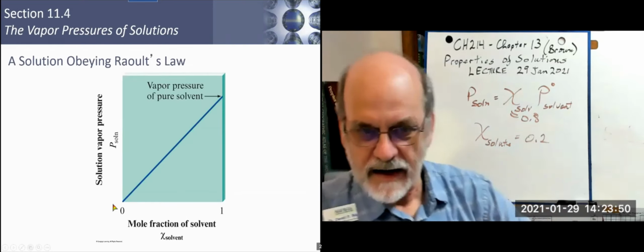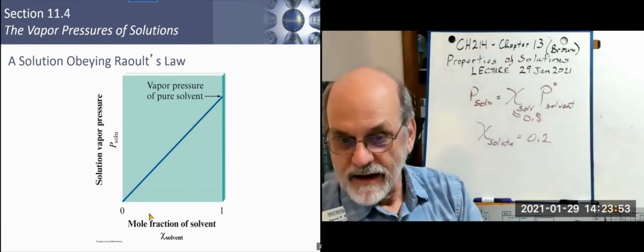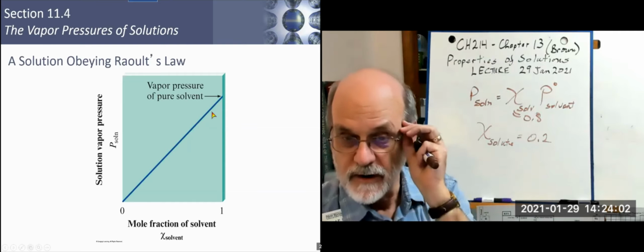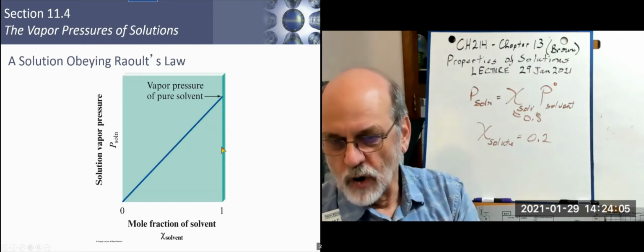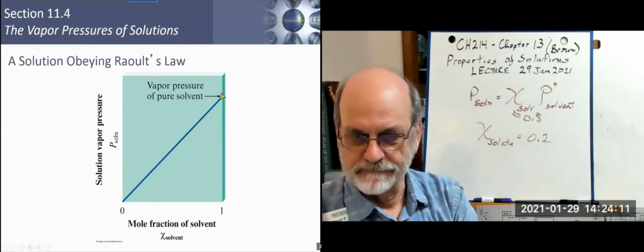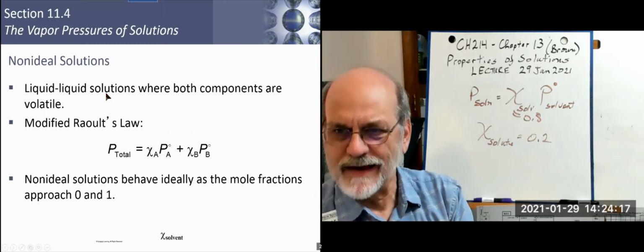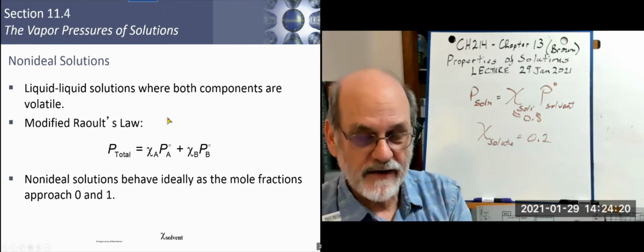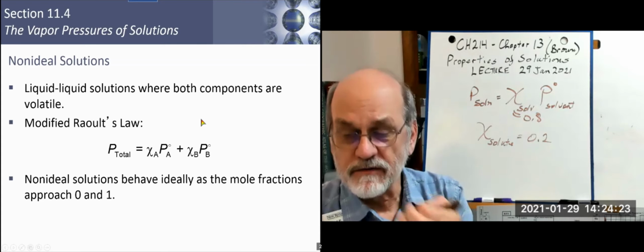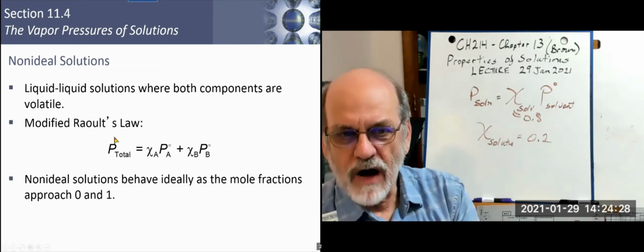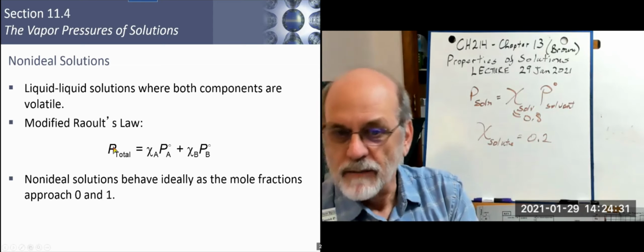So, under ideal circumstances, as the mole fraction of the solvent increases, the vapor pressure of the solution increases until you get to a mole fraction of 1, and that is the vapor pressure of the pure solvent. If you have two liquids together, now we're talking about liquids, not gases, and both of them are volatile, then you have to modify Raoult's law to account for both.